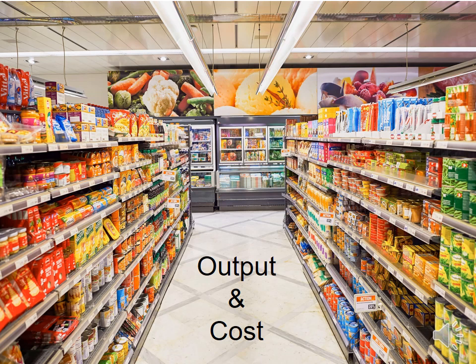Hi everyone, this is an online lecture for output and cost. Now last week we studied elasticity, which is on the consumer behavior side of things. This week we are going to look at the producer or the seller side of things, which is on the output and the cost that's incurred from production. All right, let's start.